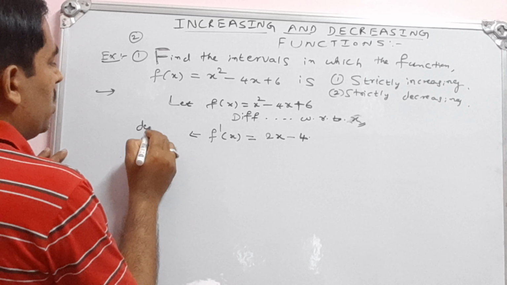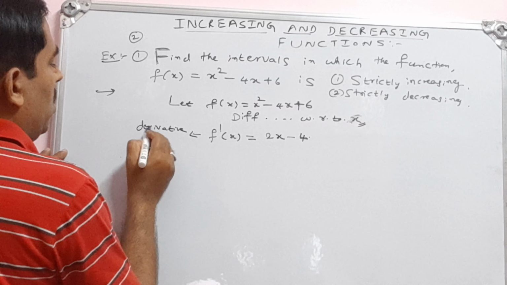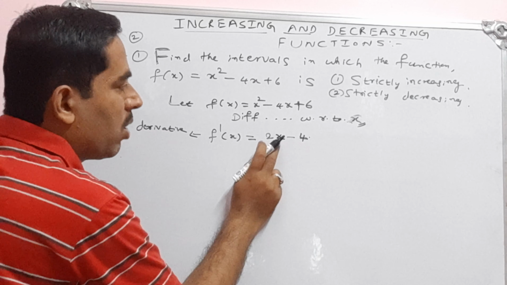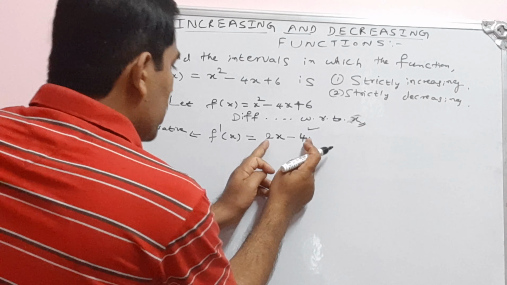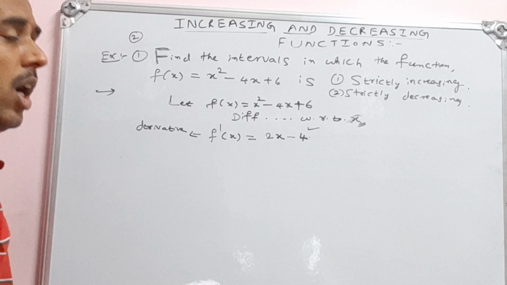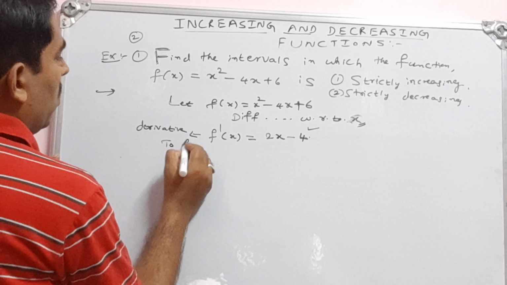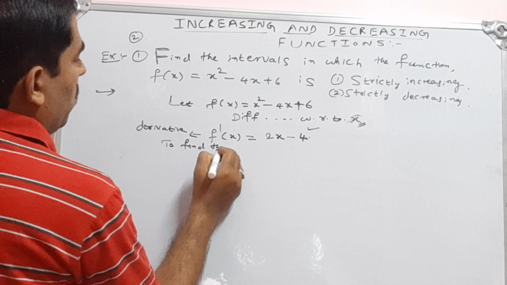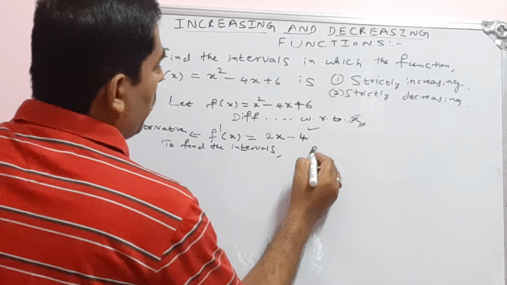So I found out this derivative. So on the basis of this, f dash x is equal to 2x minus 4. Only one step. Using this, you decide or find out the intervals. So to find the intervals, what must we do here?